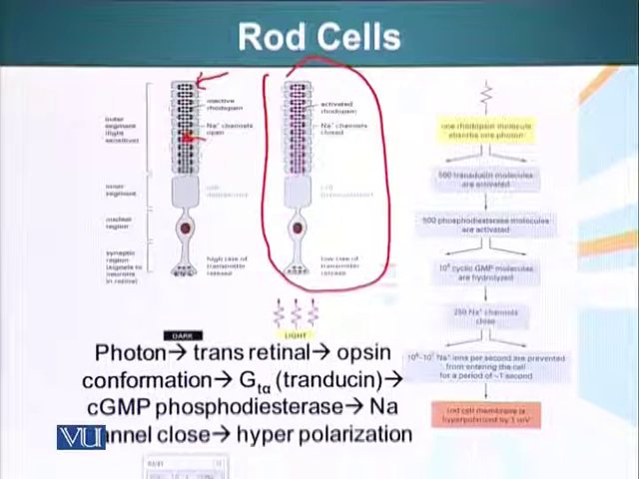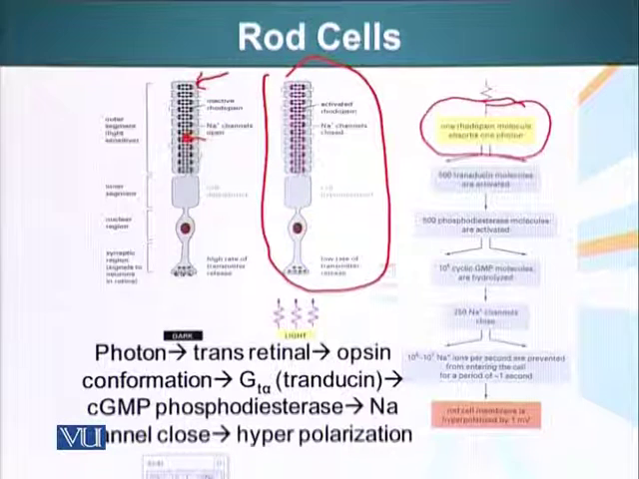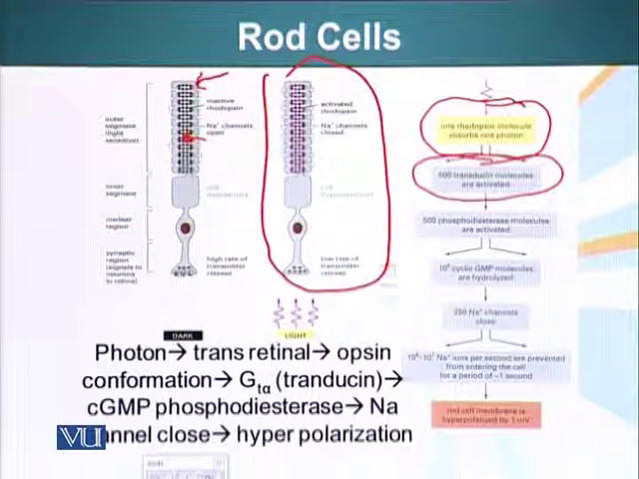So now let's look at it in a different way. One rhodopsin molecule absorbs one photon. The rhodopsin molecule is basically the G protein coupled receptor. In this case, we are calling it rhodopsin. This one rhodopsin molecule activates 500 transducin molecules. Transducin is basically the G protein. The G protein in our rod cells is referred to as transducin. One rhodopsin results in the production of 500 transducin molecules.